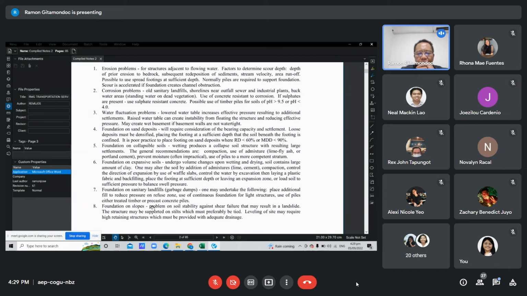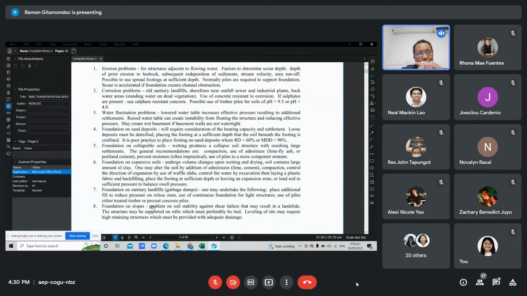So to address this problem, one may undertake the following. Place additional fill to reduce the pressure on the refuse zone. The refuse zone is the layer where the garbage is. So the effective soil pressure that reaches the refuse zone is diminished. Or another solution will be to use a continuous foundation, that is for lighter structures, or use piles, either treated timber or precast concrete piles.